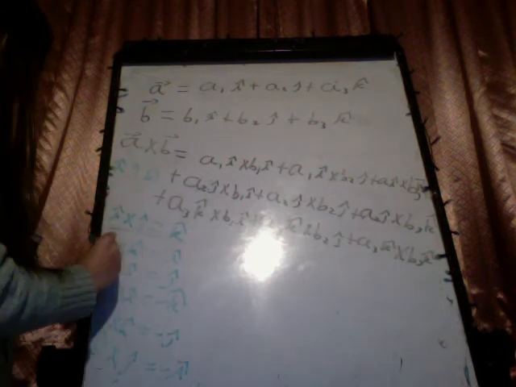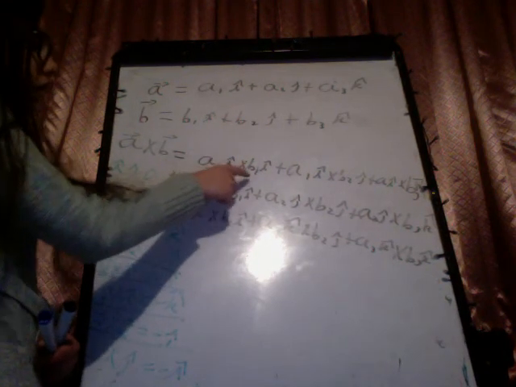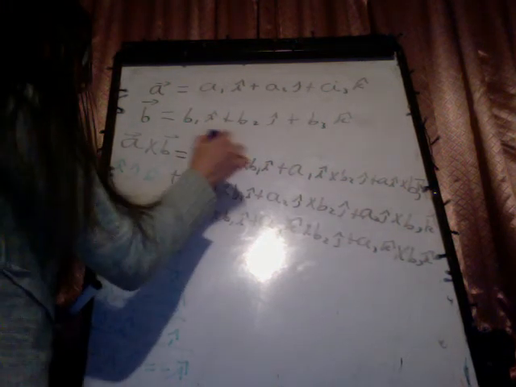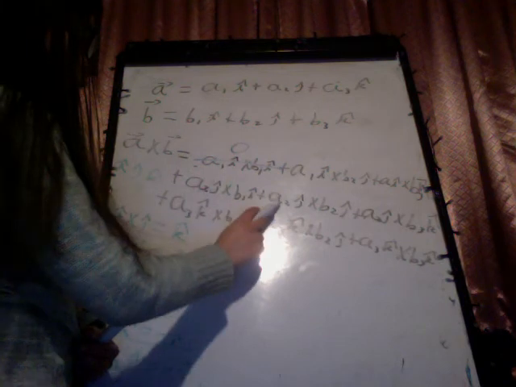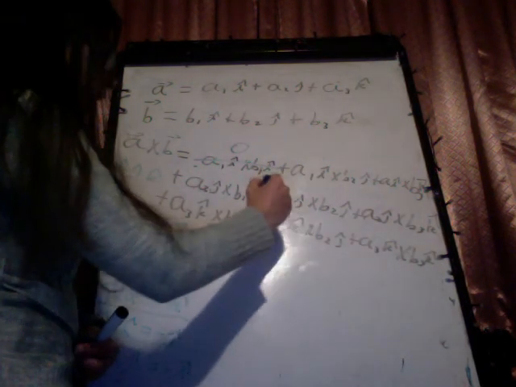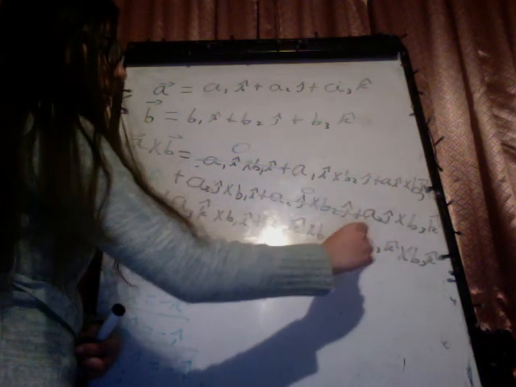Alright, so let's just see this in each cross that we're going to do. Again, we have A1 I cross B1 I, this is 0. A2 J cross B2 J is 0. And A3 K cross B3 K is 0 because K cross K is 0. So this line is 0.